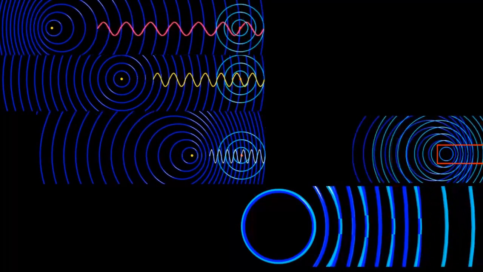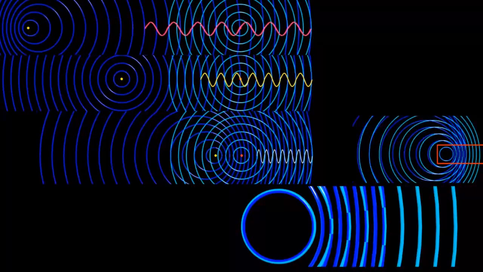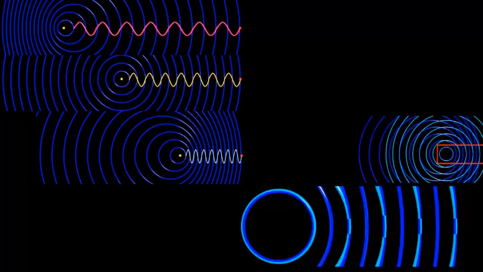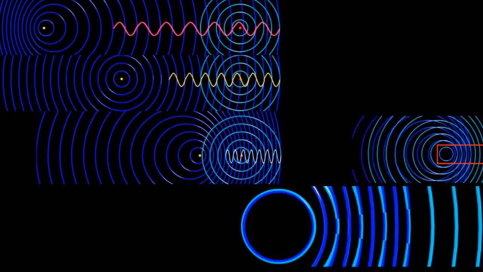Okay, to review. Here's a composite animation answering both questions at once. The top shows why the speed of light is a constant, and the bottom shows why the speed of light cannot be exceeded.